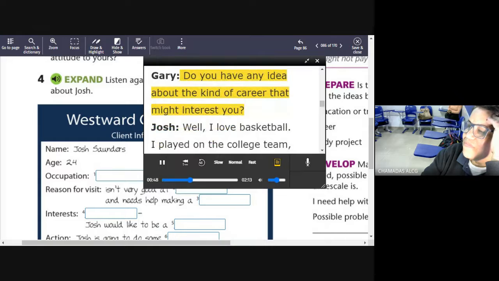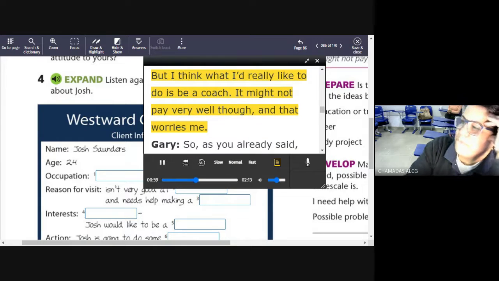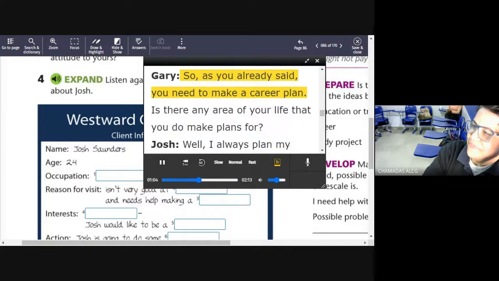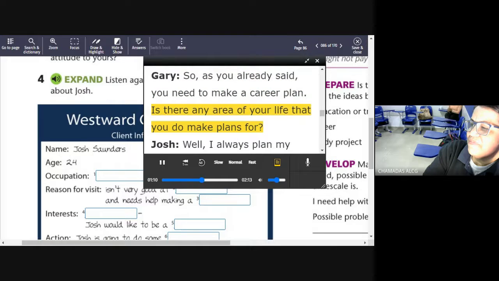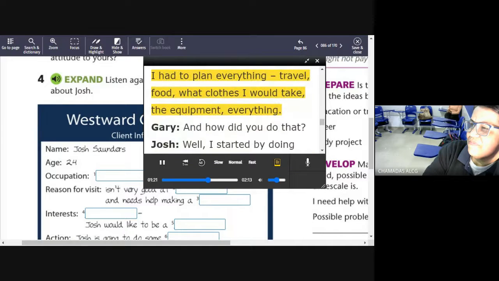Do you have any idea about the kind of career that might interest you? Well, I love basketball. I played on the college team and I'm a pretty good player. But I think what I'd really like to do is be a coach. It might not pay very well, though, and that worries me. So, as you already said, you need to make a career plan. Is there any area of your life that you do make plans for? Well, I always plan my vacations. I like to do long trips. Last year, I spent 3 weeks in the Canadian mountains. I had to plan everything: travel, food, what clothes I would take, the equipment, everything.